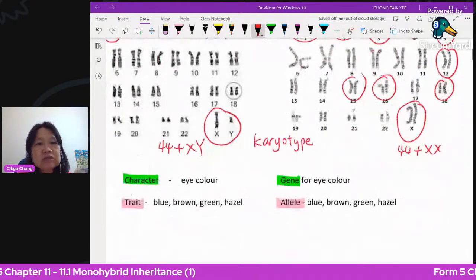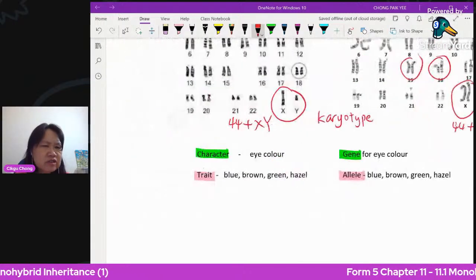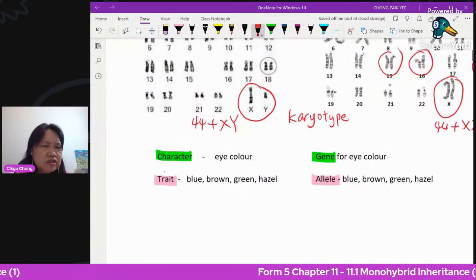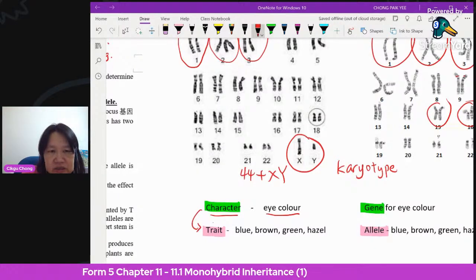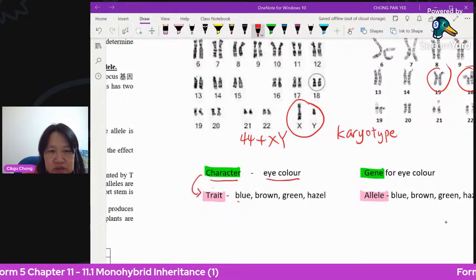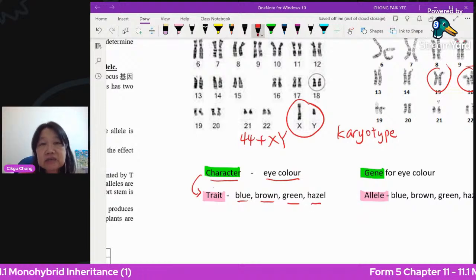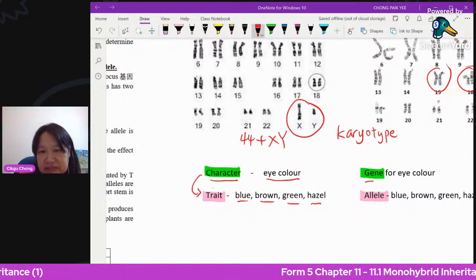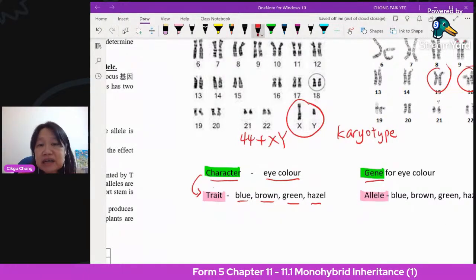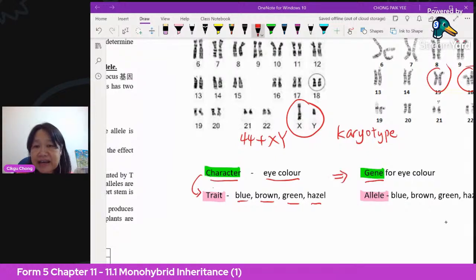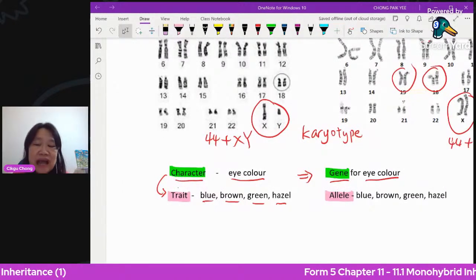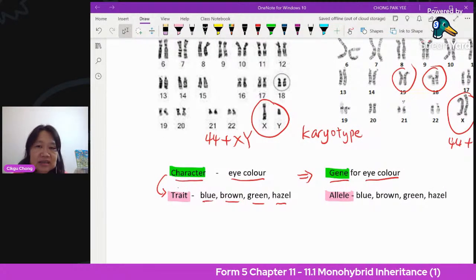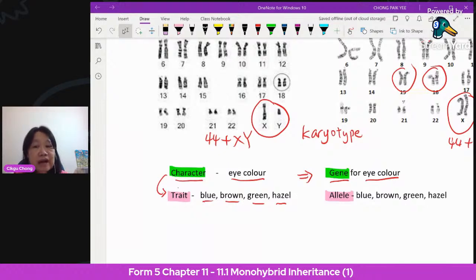Now let's talk about the gene and allele. What's the difference between gene and allele? Just now we said character. Character is, let's say, eye color, correct? And the trait is the different types of eye color. You have blue and brown and green and hazel, for example. Now genes are similar. Character is determined by the gene, right? So there's a gene for eye color. But what type of gene is it? Is it blue, brown, green, or hazel?